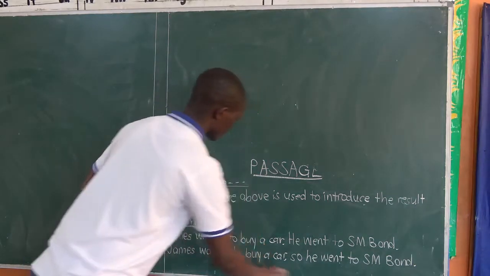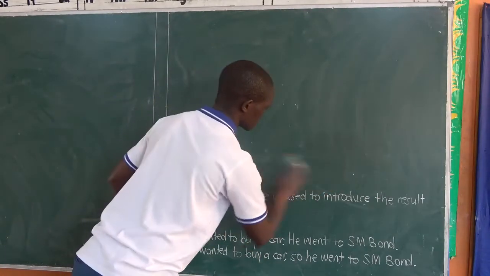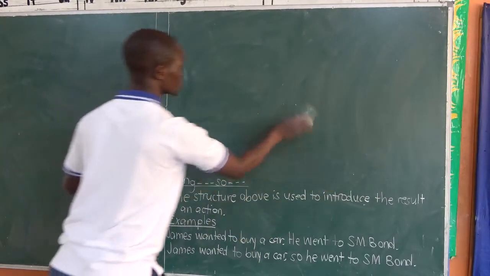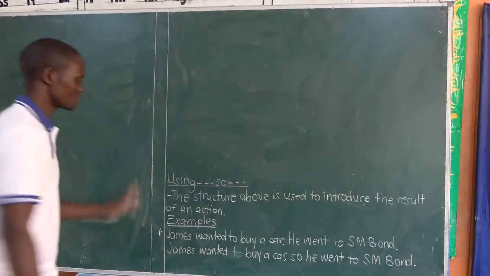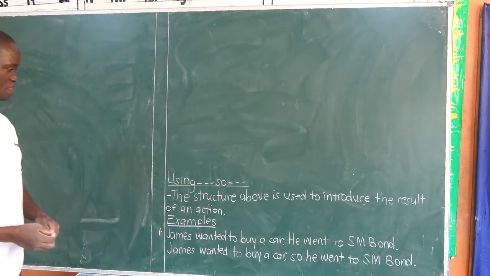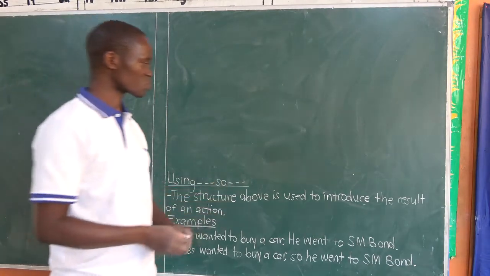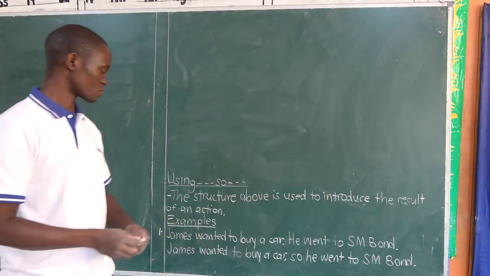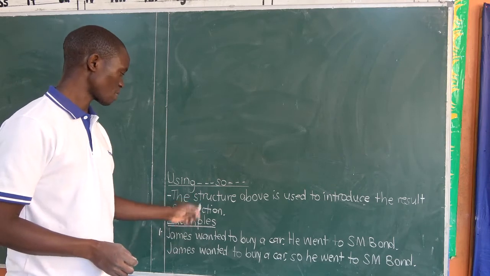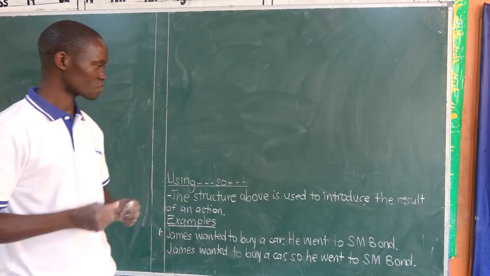He drove recklessly, so he was arrested. In those sentences you hear, you'll say something. And that's what is talked about here. The structure above is used to introduce the result of an action. Yes, we use so to introduce the result of an action.